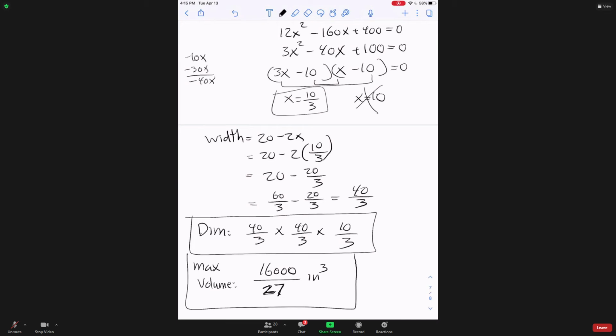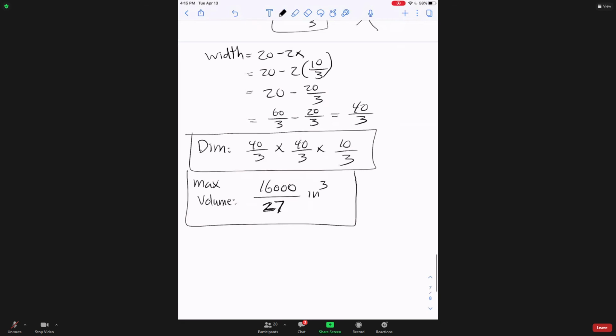Can anyone reduce 16,000 over 27 in their head? Great. Yes, that is correct. It does not reduce. Why doesn't it reduce? I'll explain to you why. This is just an off-topic problem.